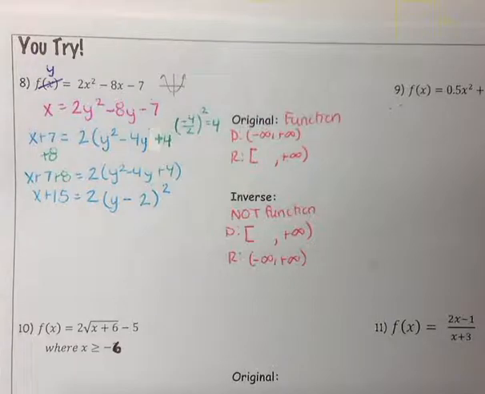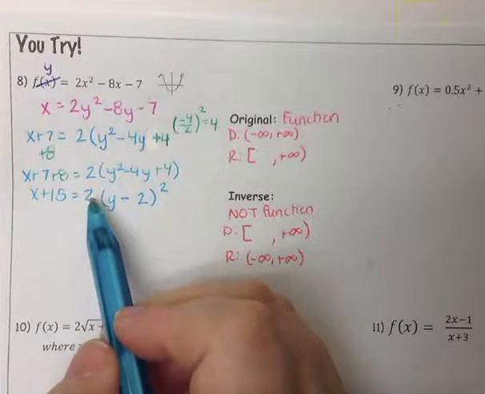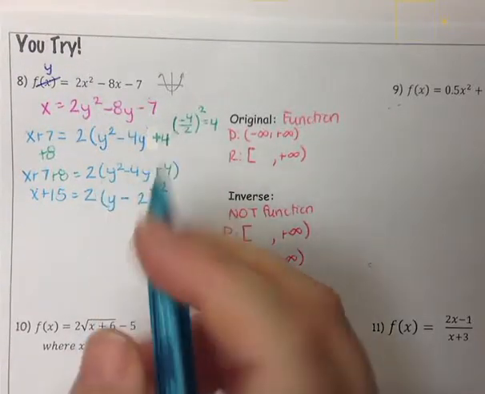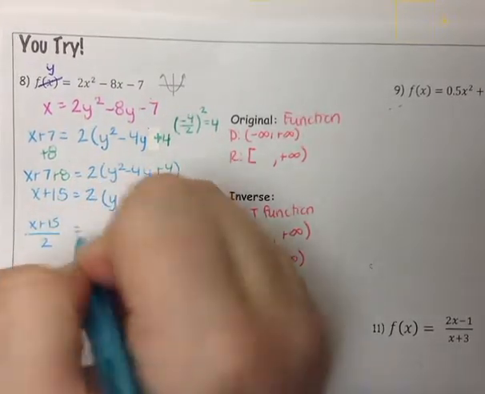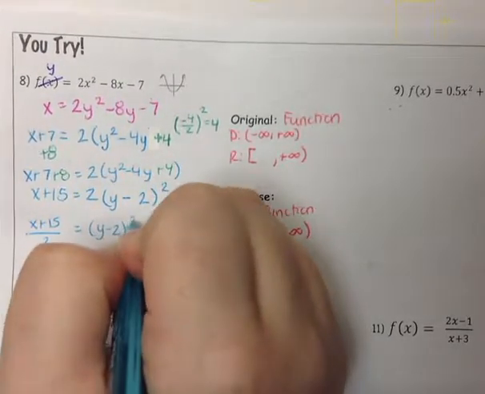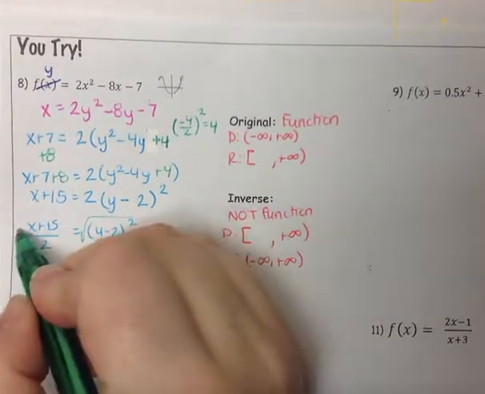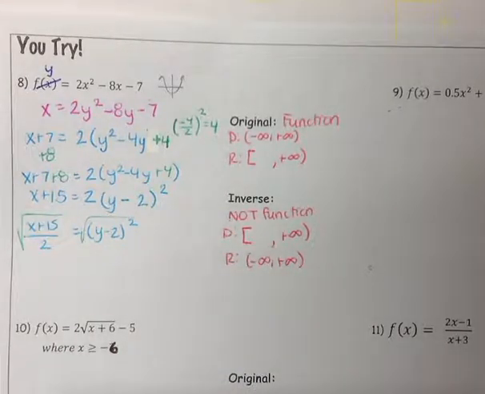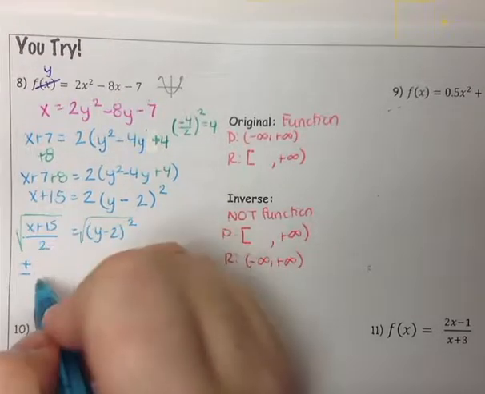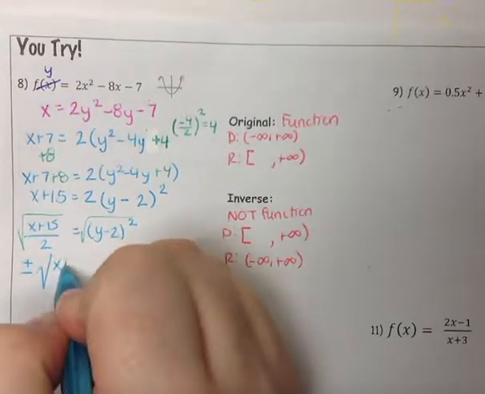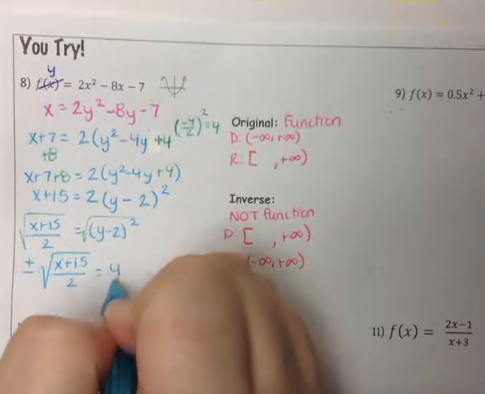Now we need to solve for the y. So the first step to solve for the y is we actually have to get this 2 off of it. So we need to divide the entire thing by 2. So we'll have x plus 15 all over 2 is now equal to that y minus 2 squared. Now we need to take the square root to get the squared off. So we take the square root of the entire thing. We'll have a plus or minus because we took the square root of this entire thing. So we'll have plus or minus square root of x plus 15 all over 2. And that'll equal to y minus 2.